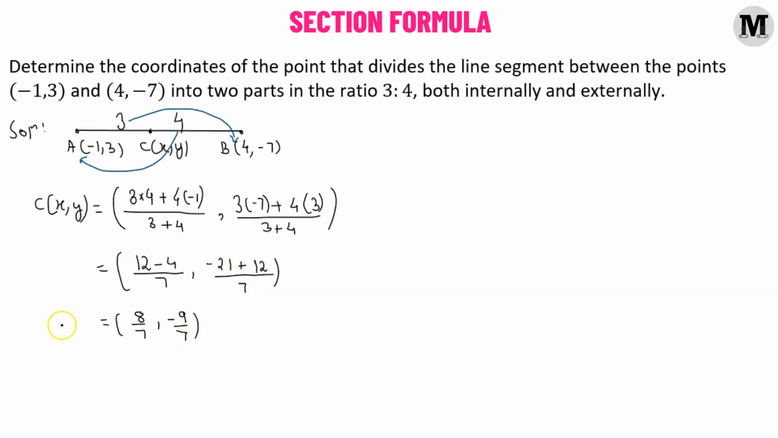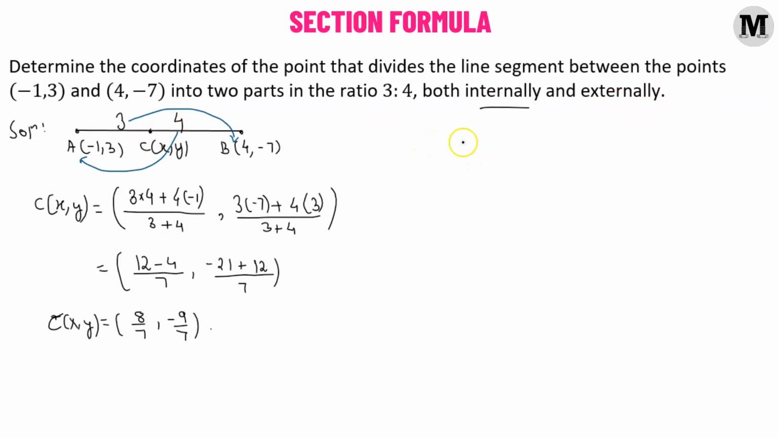So this is going to be the coordinate of point C. The value of x corresponds to 8 over 7 and y corresponds to -9 over 7. So this is the coordinate of point C, which is dividing the line segment AB in the ratio 3:4. That is the internal division. Next we'll go to the external division.